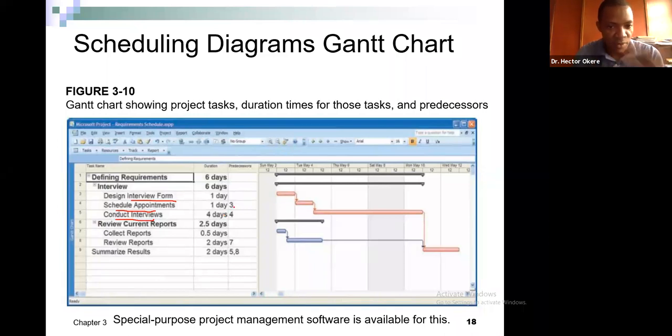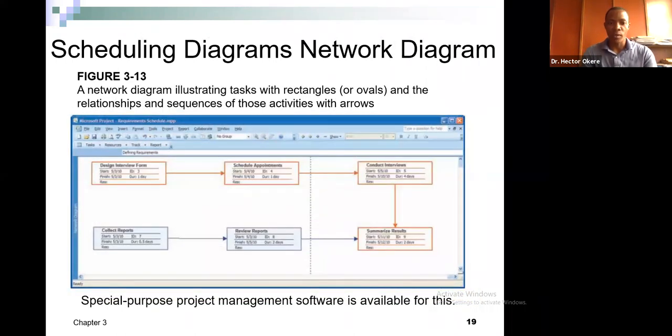What is the predecessor? We'll get to that. You can see 1 day, after you finish this, you go to the next task. After you finish this, you go to the next task. So you need to plan it. This is a software called Microsoft Project, used for planning and scheduling.